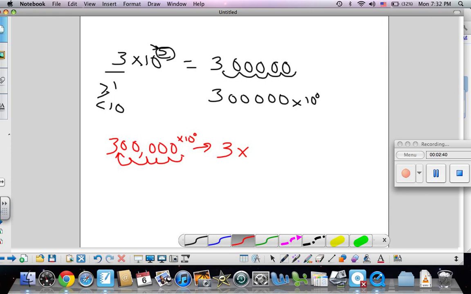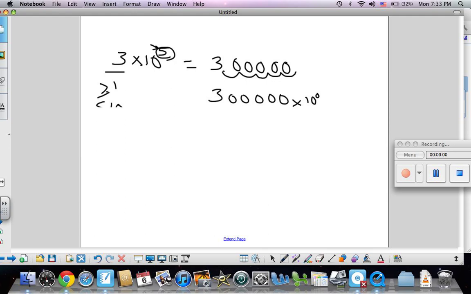So we made this number smaller. The mantissa was made smaller, so the characteristic up here has to be made bigger by the same amount. So 3 times 10 to the fifth, so we moved it 5 places, okay? So that's how we do it back and forth from scientific notation to regular notation.